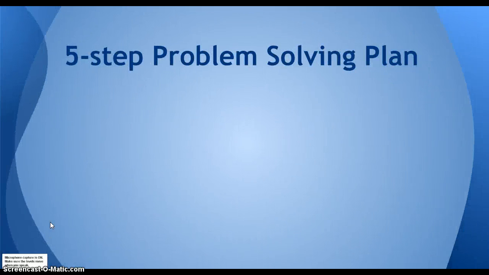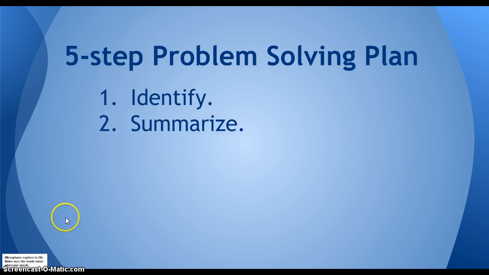To help our students find success with this first math practice, we can implement a 5-step problem-solving plan. This plan can be used from kindergarten to 8th grade, which will create a universal language with our students when they are problem solving. The first step of the problem is identify. Here's where the students are going to ask what information is important in this problem. Step 2, summarize. Students will find what are we being asked to find in this problem.